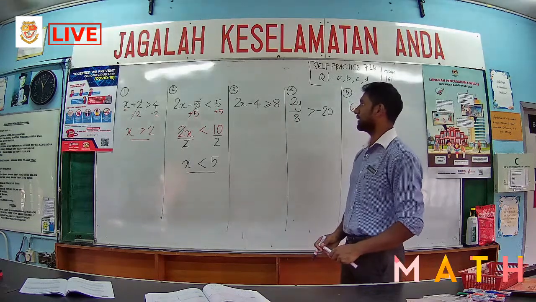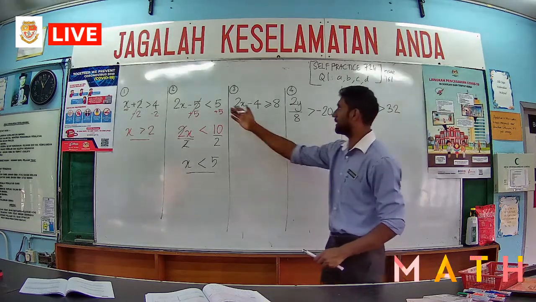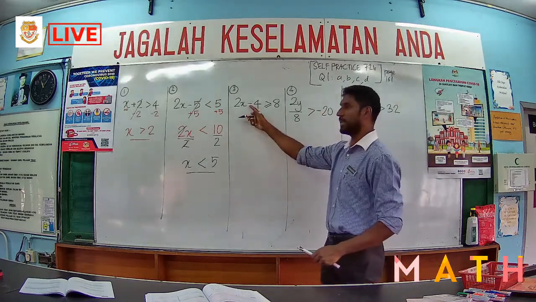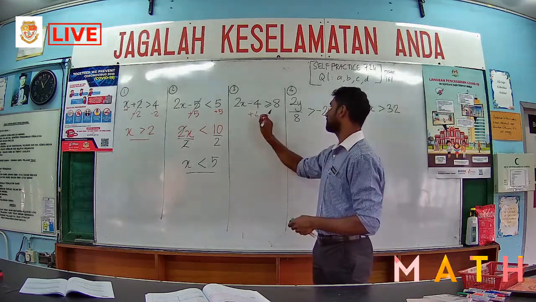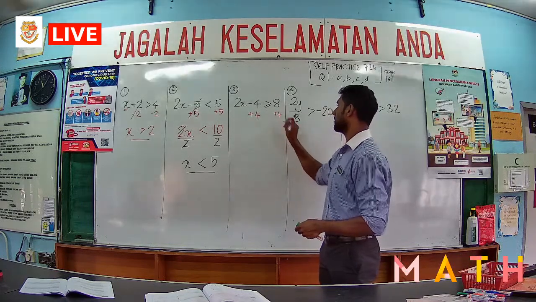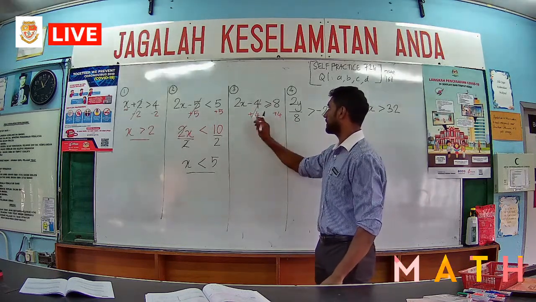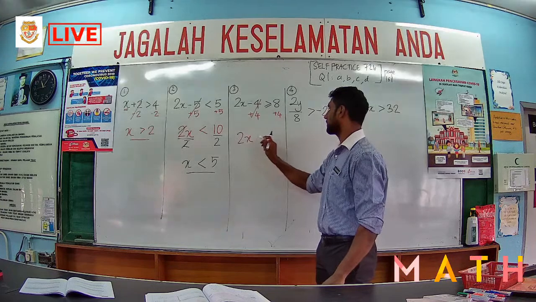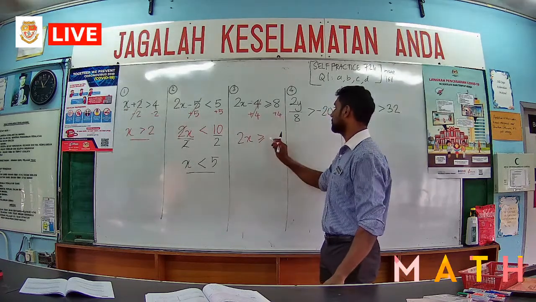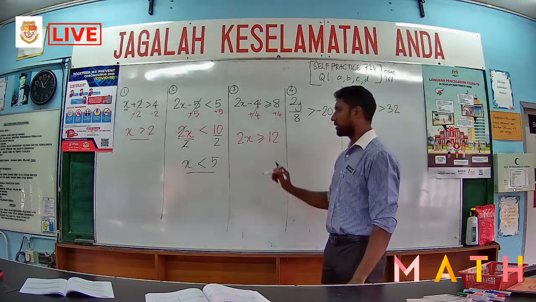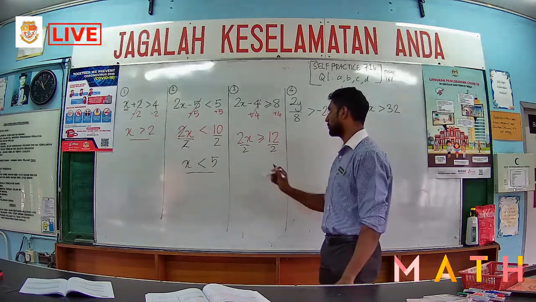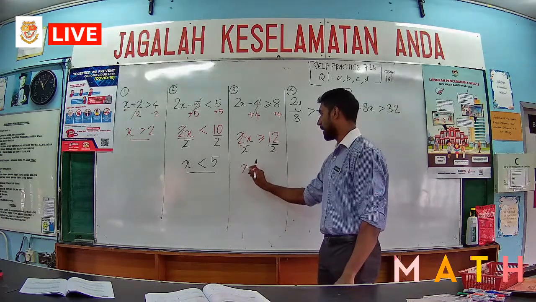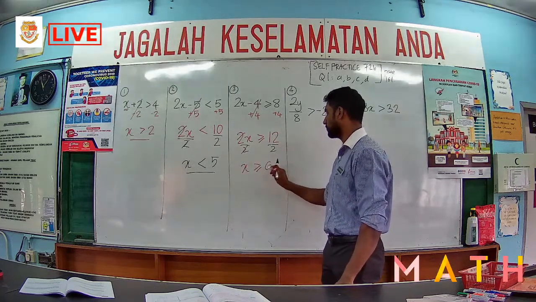Question number 3. The same idea as question number 2. We eliminate negative 4, so we put the positive 4 here, so here also will be positive 4. So this number is eliminated. You will have 2x greater than or equal to 12. How to eliminate the 2? We divide by 2 on both sides. So you will have x greater than or equal to 6.